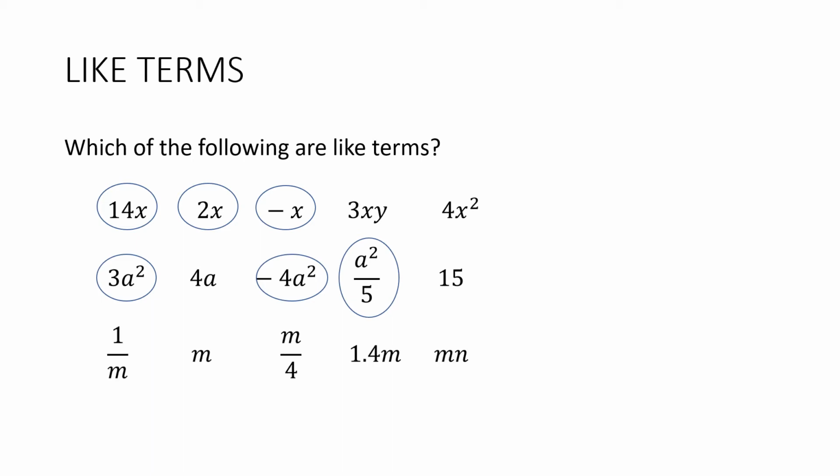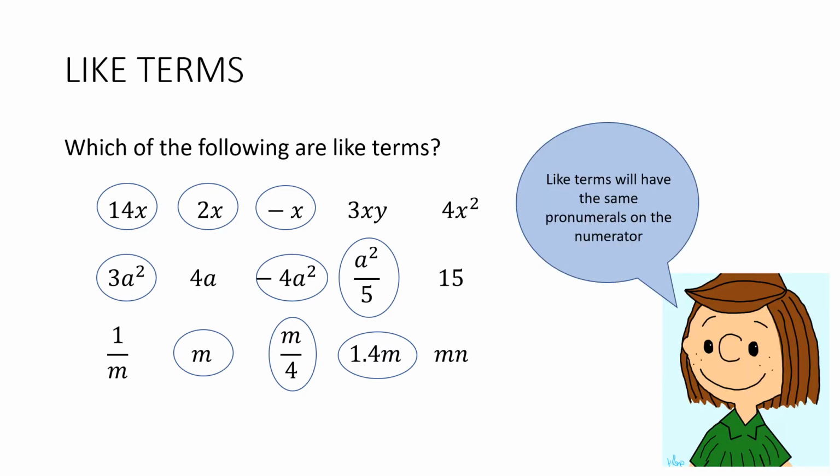How about this one? This one's a bit harder, isn't it? It's actually the three middle ones. Now, we know why this one isn't, because it's got an n in it. But why isn't this? This one's got an m, same as all of these. Okay, this is because the m's on the denominator. This is the same as 1 divided by m. It's different to this, which is a quarter m. So when we're talking about like terms, we tend to be talking about having the same pronumerals on the numerator.